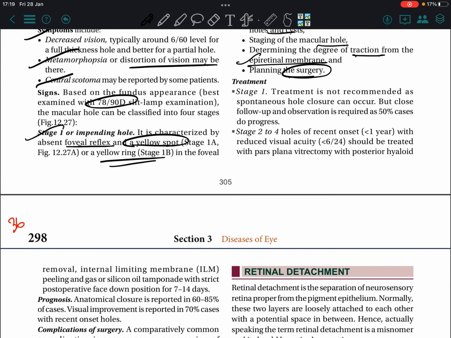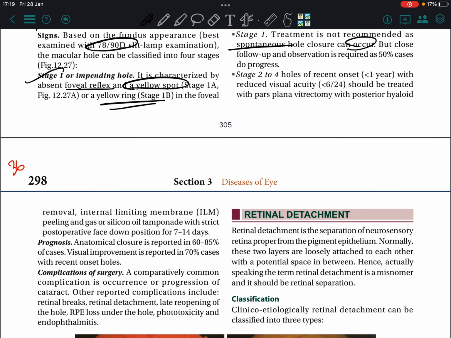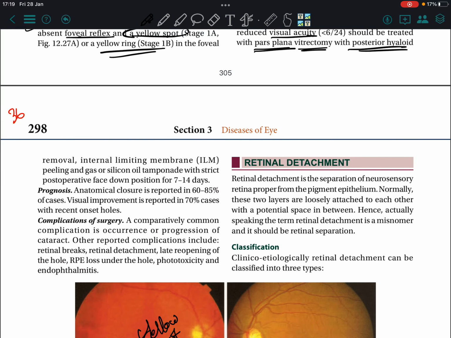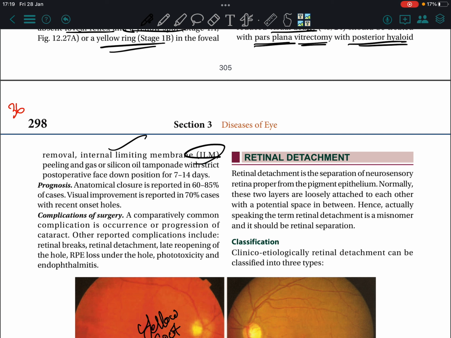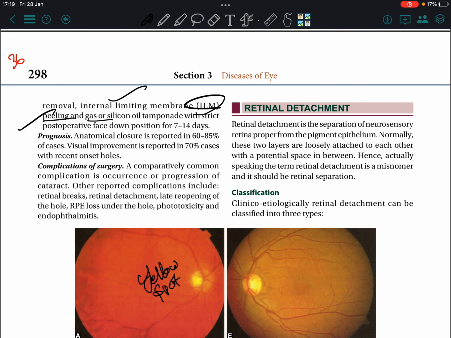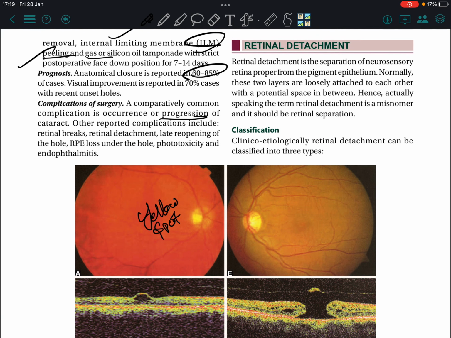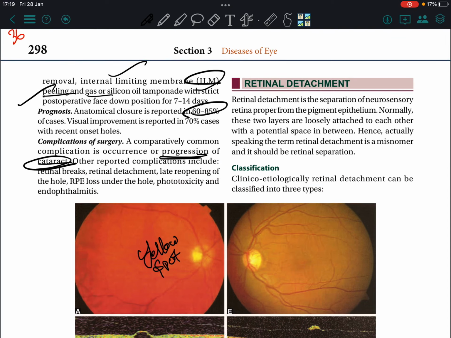Treatment: stage 1, treatment is not recommended as spontaneous hole closure can occur, but close follow-up should be done. Stage 2 to 4, recent onset with reduced visual acuity, should be treated with pars plana vitrectomy with posterior hyaloid removal, internal limiting membrane peeling, and gas or silicone oil tamponade with strict postoperative face down position for 7 to 14 days. Prognosis: anatomical closure reported. Complication: occurrence or progression may happen.